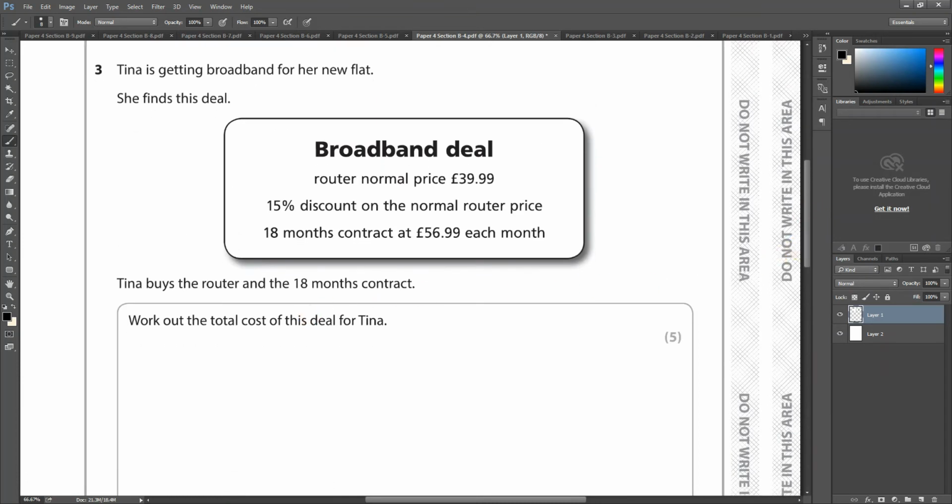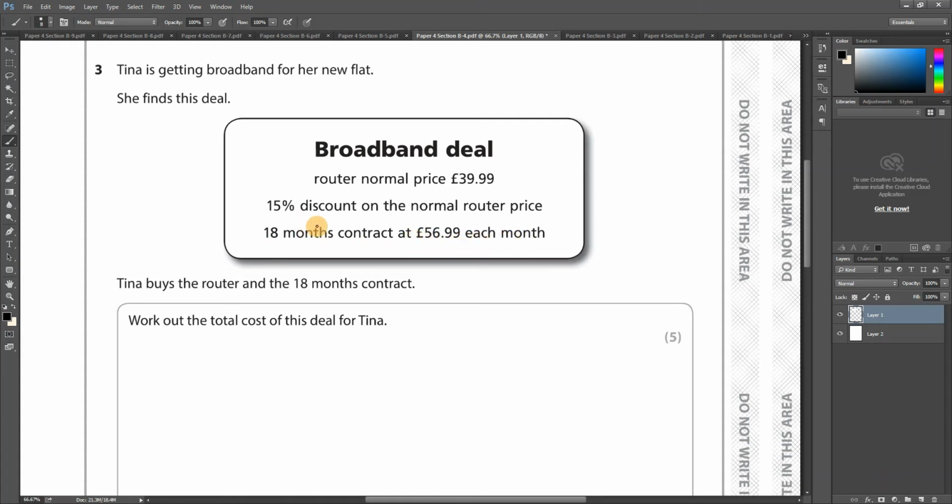So it's just like in real life, you know, like if you have any contract, even if it's like a mobile phone contract or anything like that, I'm sure you guys have got something similar. You have to pay for the router separately, and you have to pay for the monthly contract, obviously. So she's going to go ahead with the 18-month contract. Yeah, that's what it says. So she buys the router and the 18-month contract. So she pays 18-month contract at £56.99 each month.